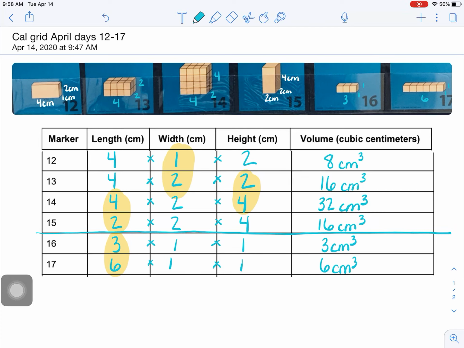Go ahead and make sure you have this grid filled in and submit it to the assignment for this week. And you guys should be all set.